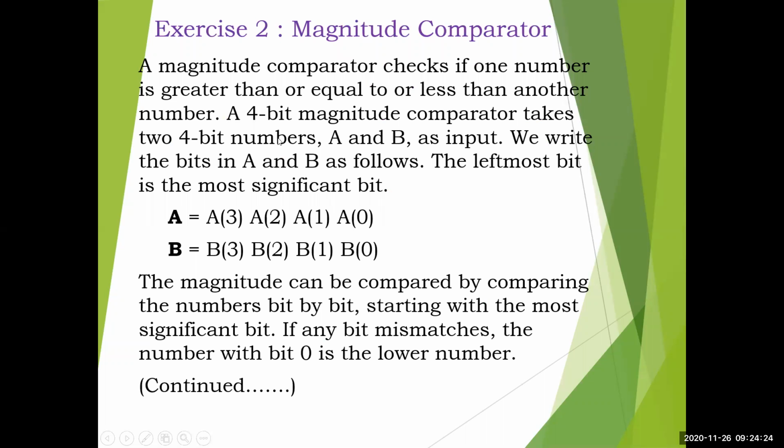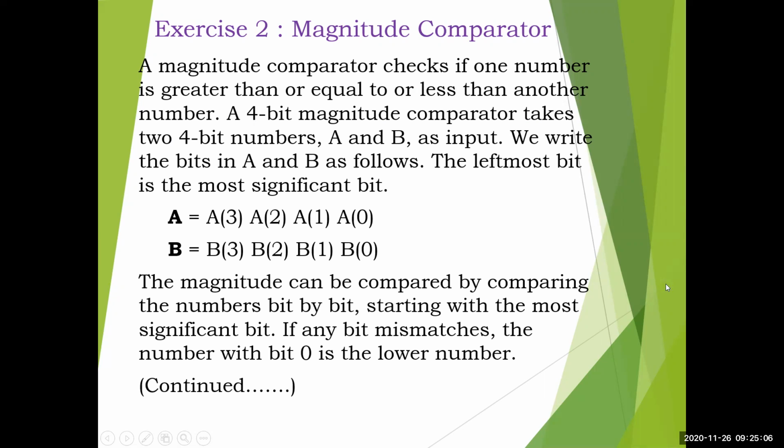A 4-bit magnitude comparator takes two 4-bit numbers A and B as input. We write the bits in A and B as follows. The leftmost bit is the most significant bit. That means 4-bit means A of 3, A of 2, A of 1, A of 0, and similarly B of 3, B of 2, B of 1, B of 0. So this last bit is the least significant, and the leftmost bit, A of 3 and B of 3, is the most significant bit, MSB, and this is the LSB. The magnitude can be compared by comparing the numbers bit by bit, starting with the leftmost significant bit. If any bit mismatches, the number with bit 0 is the lower number.